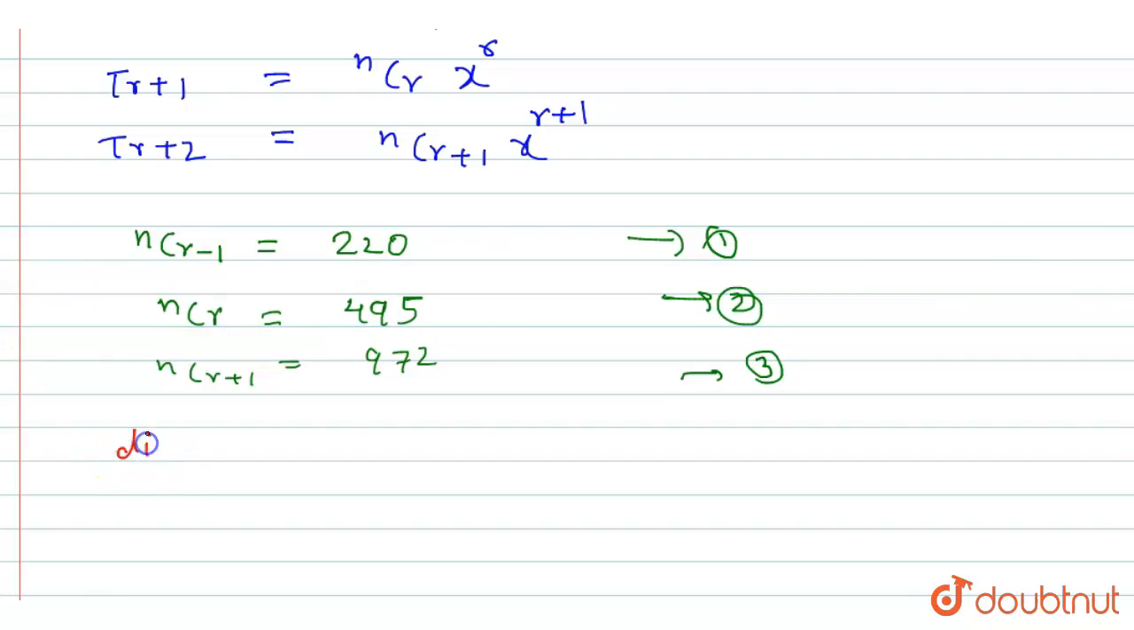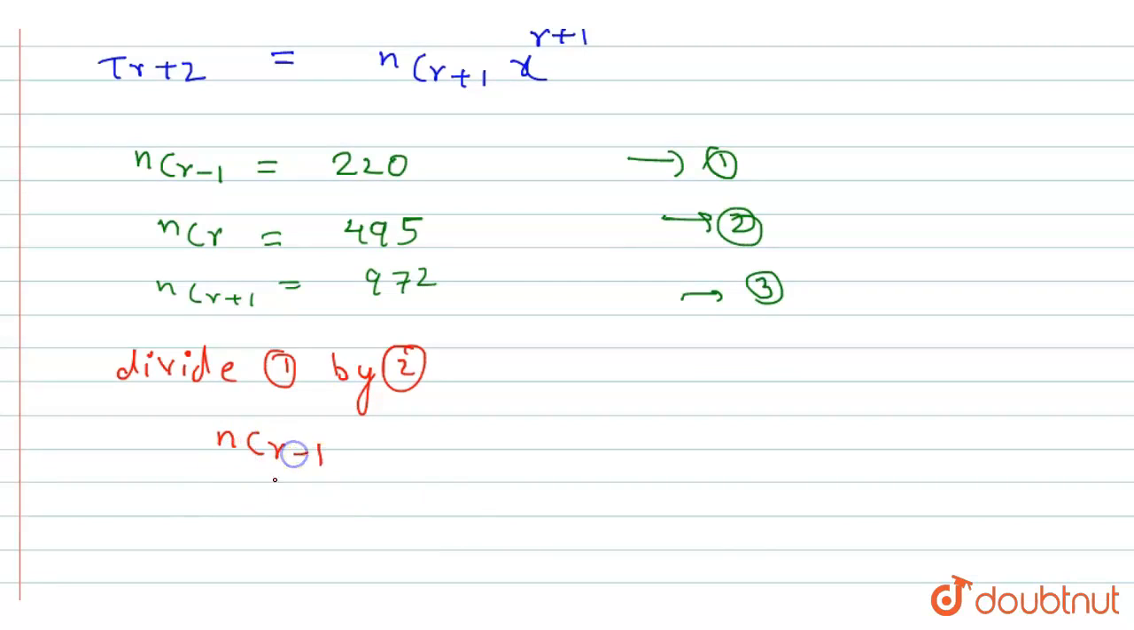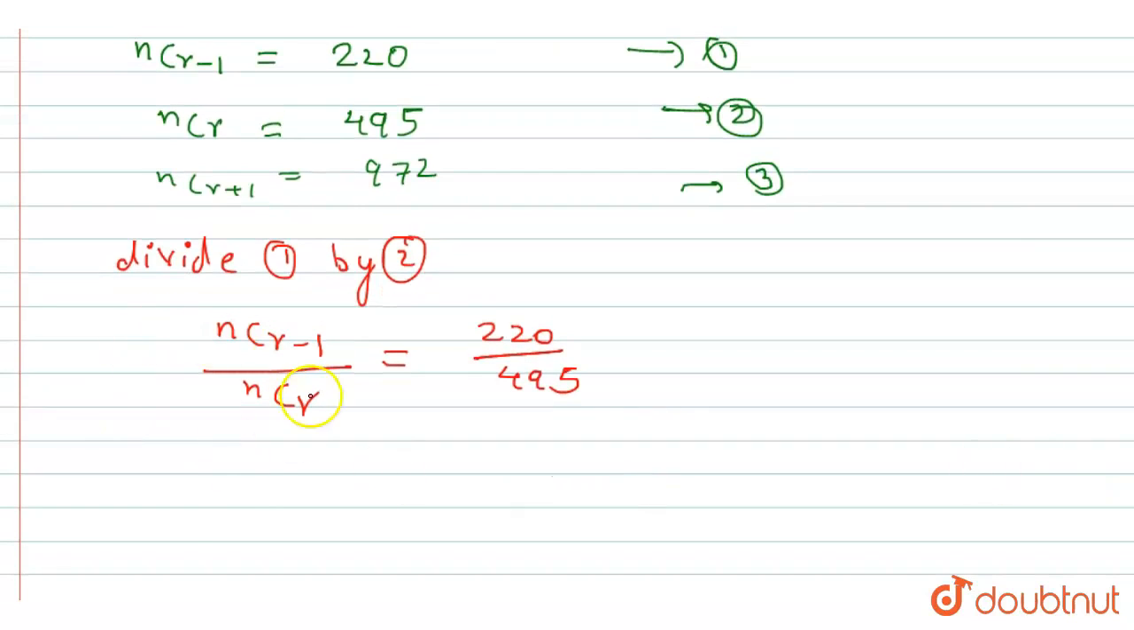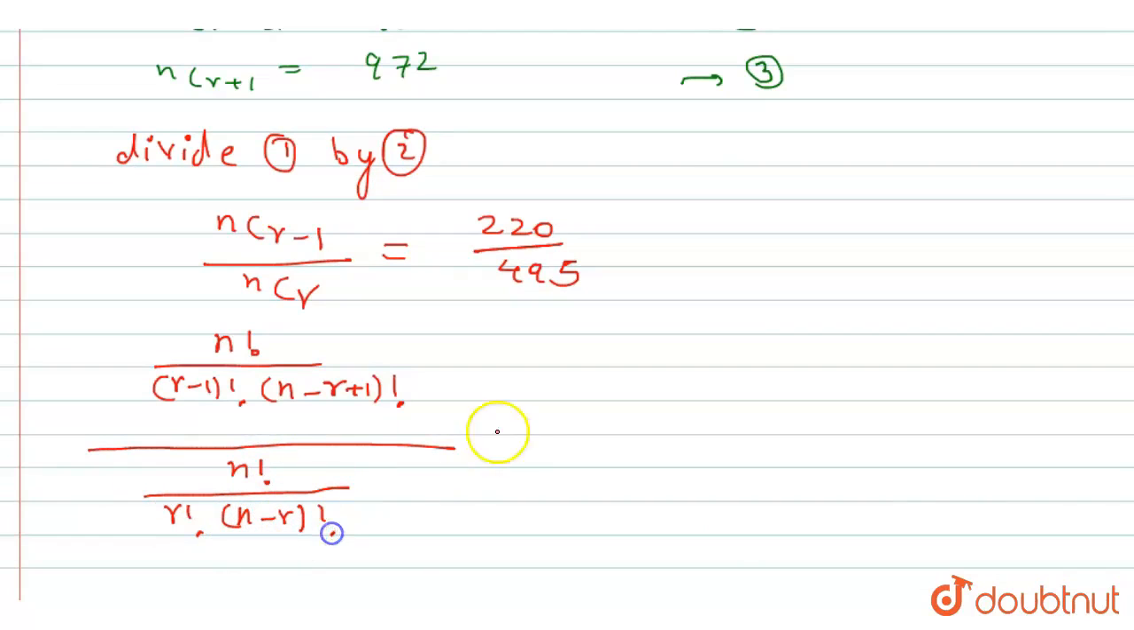On dividing the first by the second, we get nC(r-1) upon nCr, and this value is 220 upon 495. Now we can write nC(r-1) as n factorial upon (r-1) factorial and (n-r+1) factorial, and this whole term is divided by nCr, which is n factorial upon r factorial and (n-r) factorial, equal to 220 upon 495.